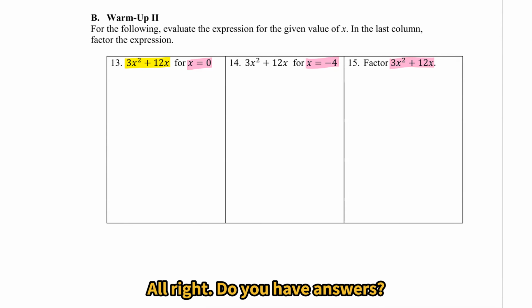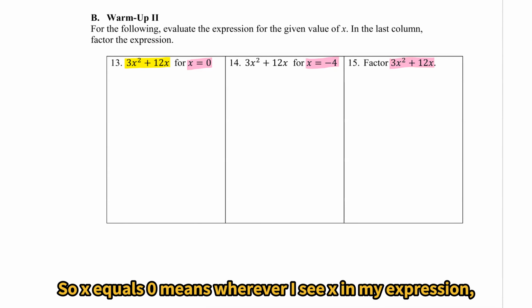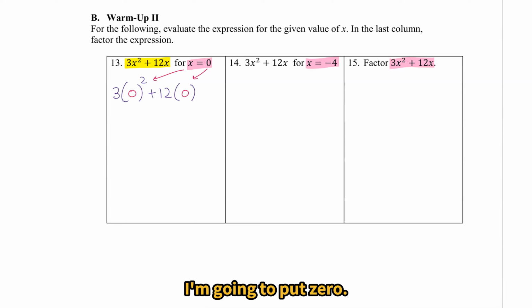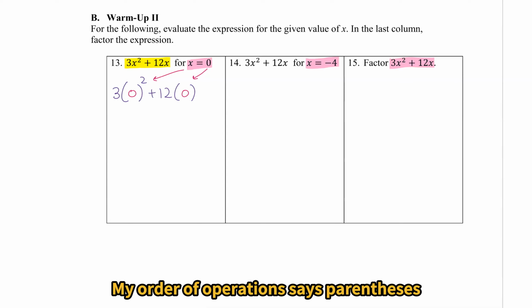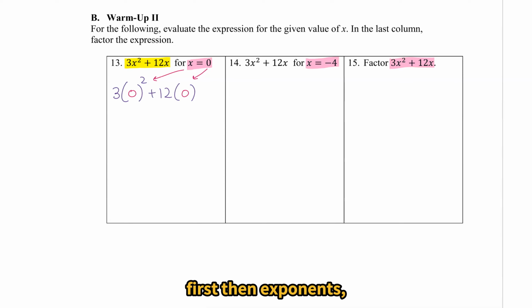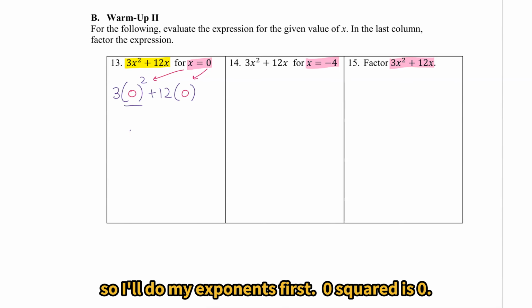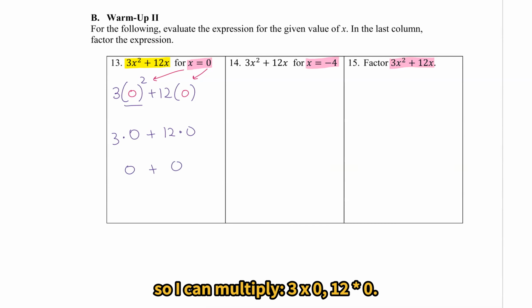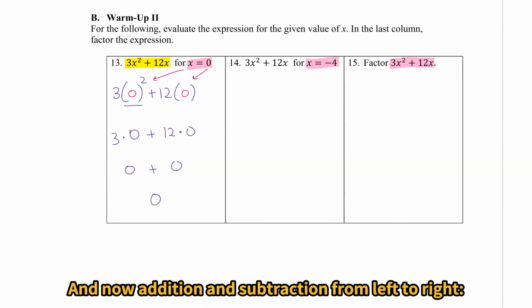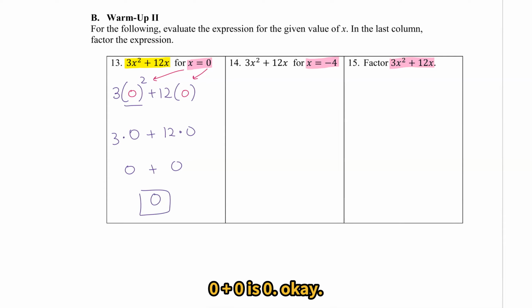All right, do you have answers? Let's check them. So x equals 0 means wherever I see x in my expression, I'm going to put 0. So I replace the x with 0, and I simplify. My order of operations says parentheses first, then exponents. So I'll do my exponents first. 0 squared is 0. And then I have multiplication and division from left to right. I only have multiplication here, so I can multiply. 3 times 0, 12 times 0. And now addition and subtraction from left to right. 0 plus 0 is 0.